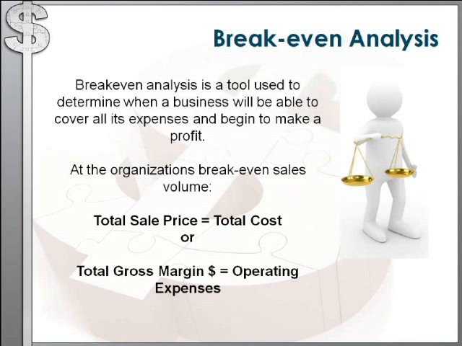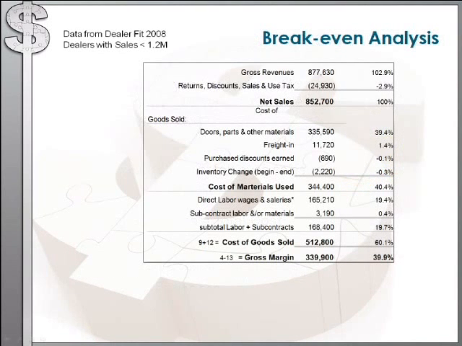In order to take a better look at break-even analysis, I've put up basically the top half of a P&L here, where we've already looked at the sales, the cost of goods sold, and the calculation of your gross margin. Again, sales minus your cost of goods equals your margin. And when you divide your margin by net sales, you get 39.9% in this example. I also want to point out that this would be a year-to-date total accumulation of sales.